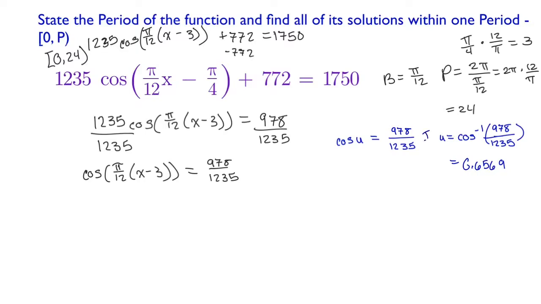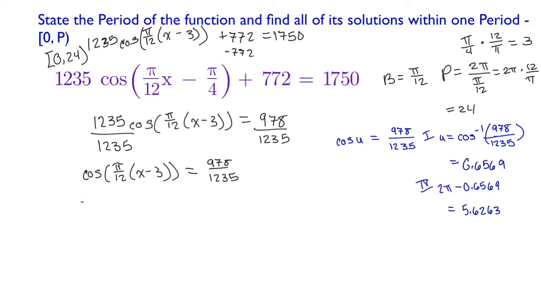So this is the first, and then we want the fourth quadrant, which means we're going to do 2 pi minus 0.6569, which is going to give us a second angle of 5.6263. So that's going to take us back to the two values that u is equal to.